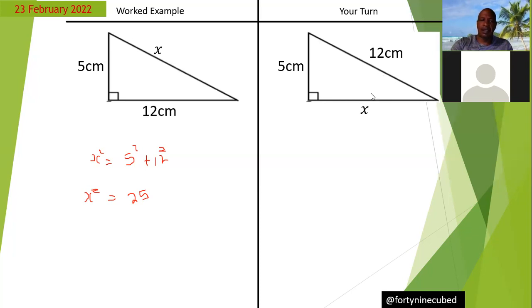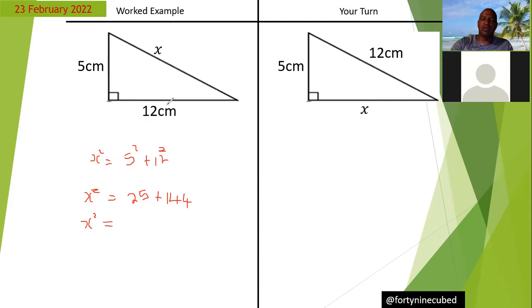All right. So we have 25 because when you square 5, you get 25. Plus, you square 12, you get what? 144. Now when you add them, what do you get? 169. All right, so x squared then would be equal to 169.